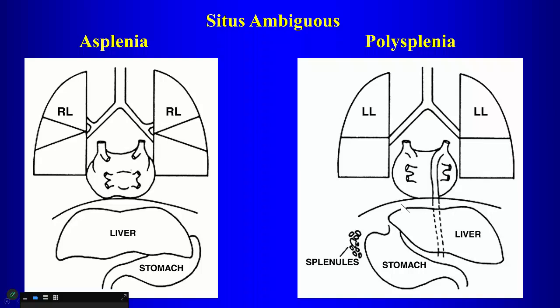Which is worse, asplenia or polysplenia? If you had to guess, you're better off having too many spleens than not having any, right? So asplenia is worse, also because of the severe congenital cardiac defects that tend to be associated with it. The one associated with asplenia particularly is what? Very bad congenital total anomalous pulmonary venous return. Polysplenia tends to have milder congenital cardiac defects, especially septal defects. So of these, the one you're more likely to come across in an adult patient is polysplenia. Asplenia is usually going to be diagnosed in infancy. Right? So that's situs ambiguous.